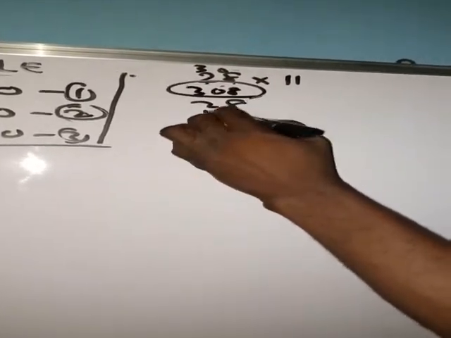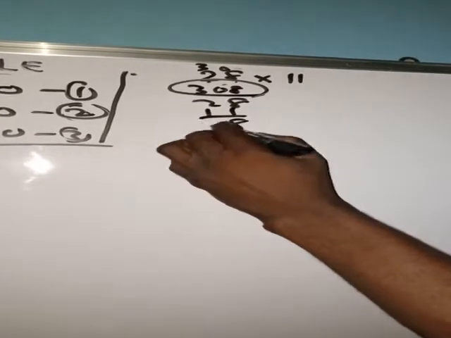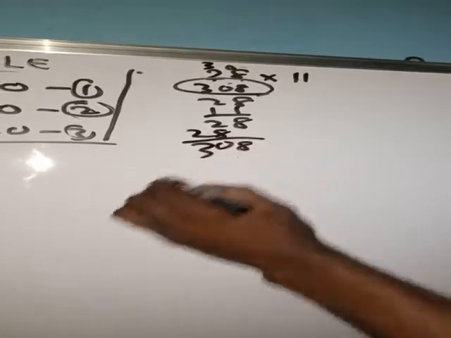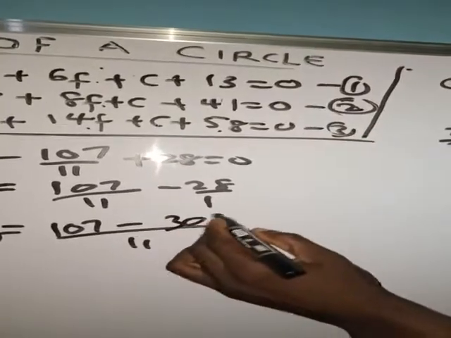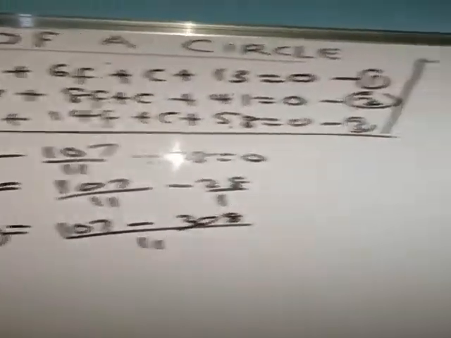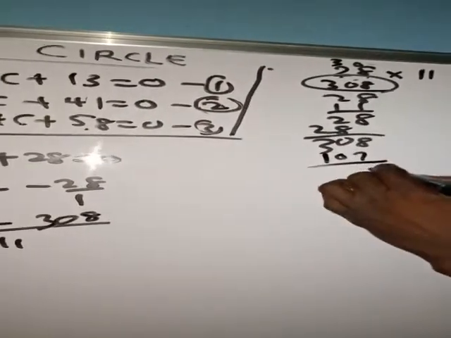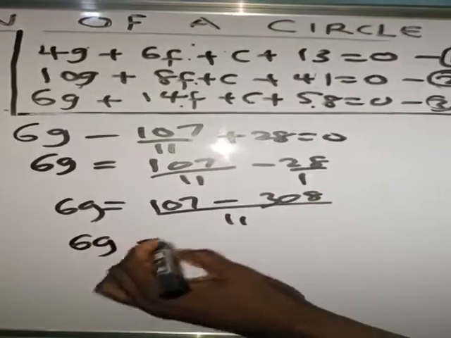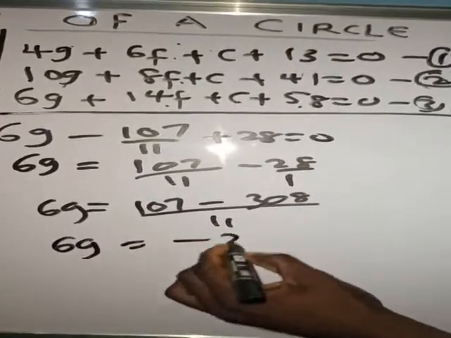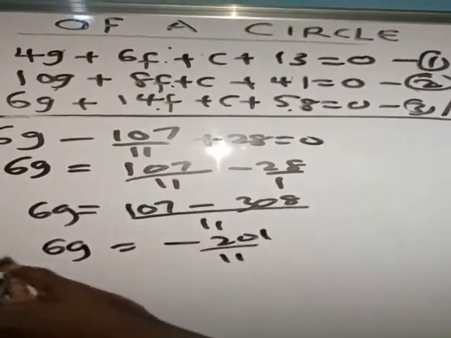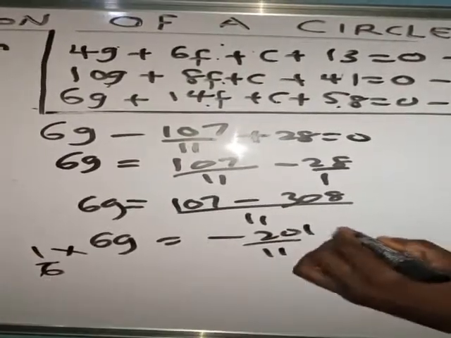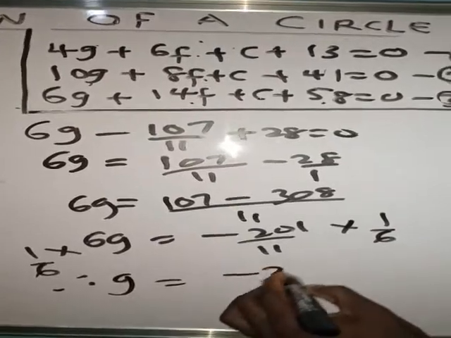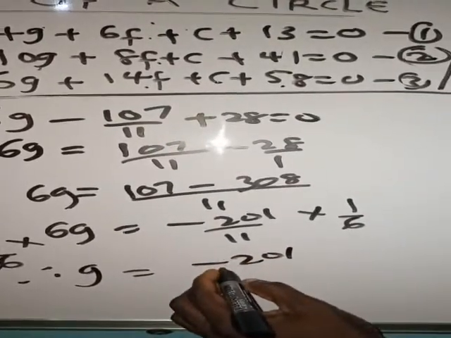Let's check. 28 times 11: 1 times 8, 8, 1 times 2, 2, then 1 times 8, 8, 1 times 2, 2. We have 8, 0, and 3. So that's 308. So minus 107, 8 minus 7 is 1, 0, 3 minus 1 is 2. So 6g, this is smaller than this, so we have minus 201 over 11. Multiply both sides by 1 over 6. So therefore, g is minus 201 over 66.